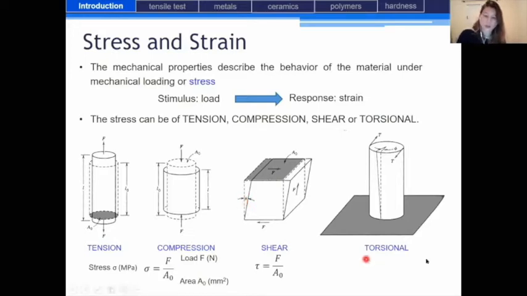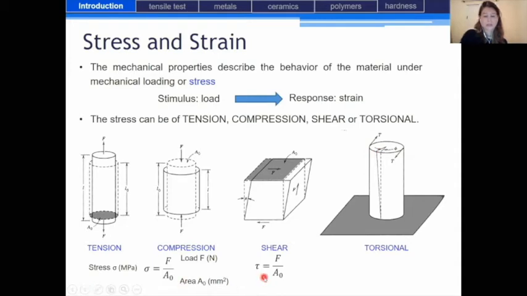And finally, torsional stress. It is a variant of shear. We produce, in fact, the twisting of the specimen due to an applied torque on one surface of the specimen. So the bottom surface does not move, whereas on the top surface, we apply a shear stress.